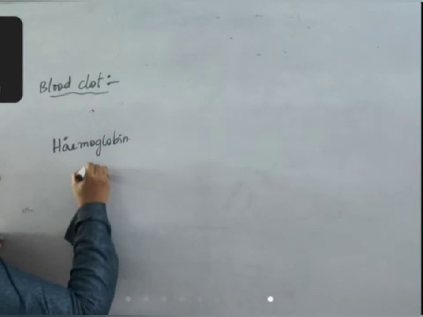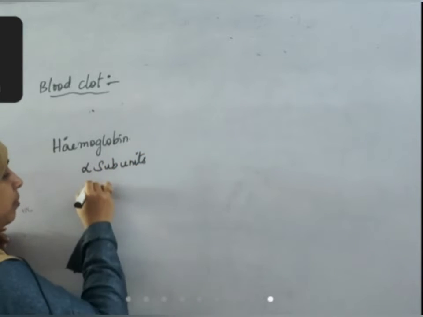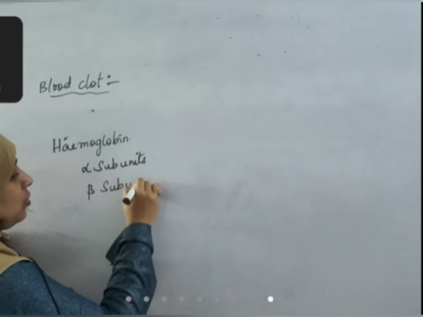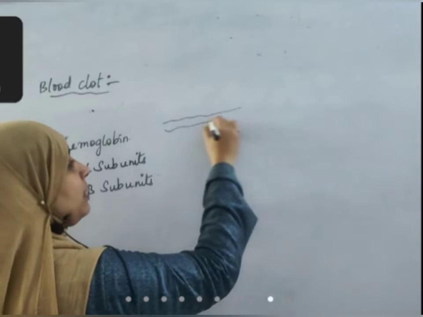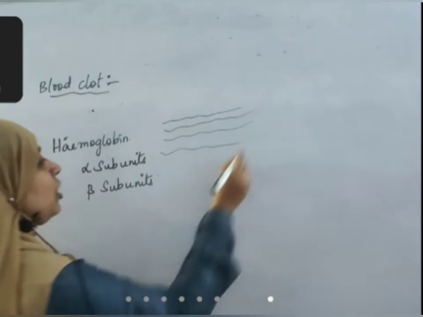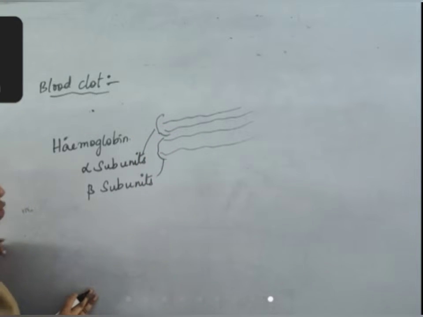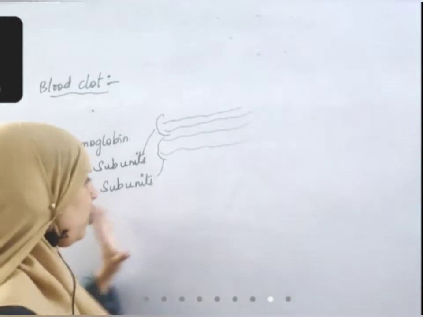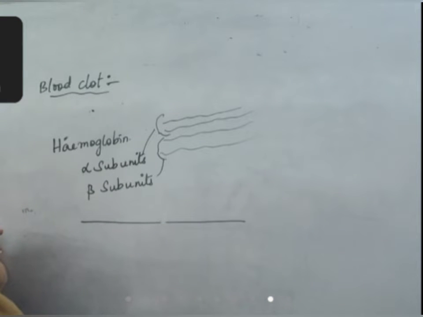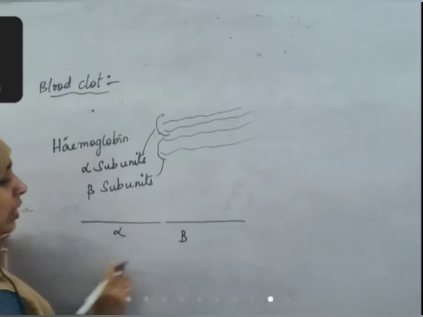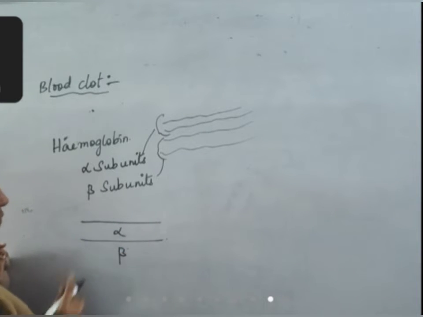In this protein, there are alpha subunits and beta subunits. When we were talking about digestion, I told you that all proteins are made up of polypeptide chains. So this is made up of 4 polypeptide chains, 2 alpha polypeptides and 2 beta polypeptides. During the formation of this hemoglobin molecule, the total chain is formed. After that, it splits into alpha subunit and beta subunit. Then after that, they form different types of bonds.